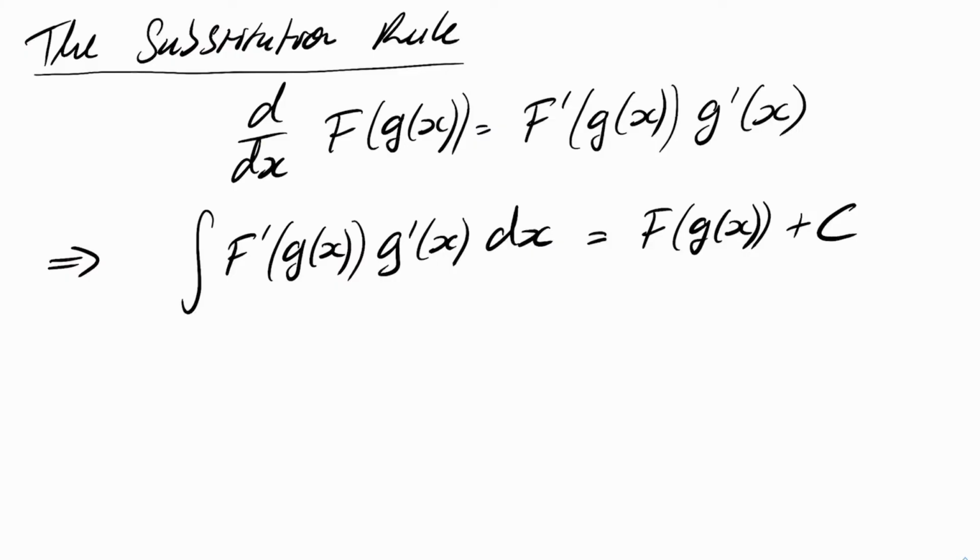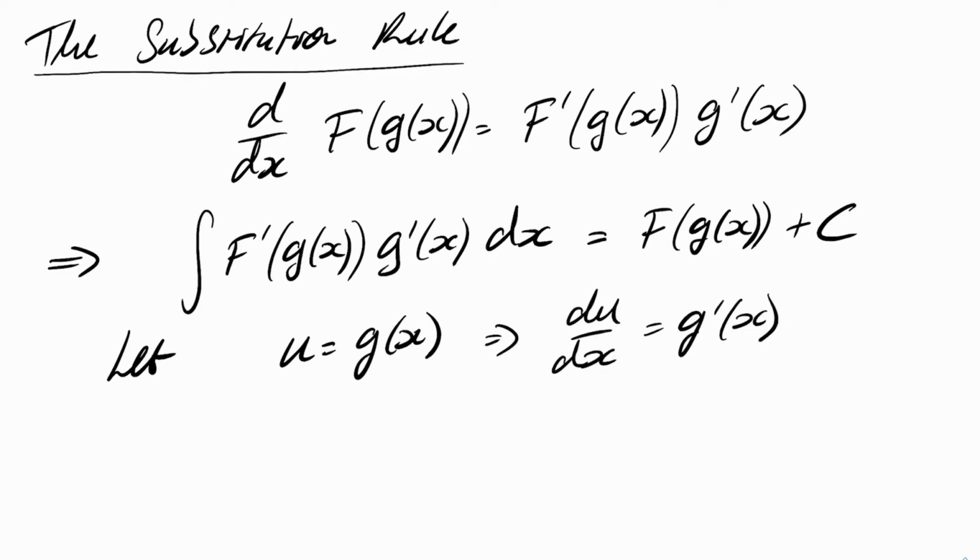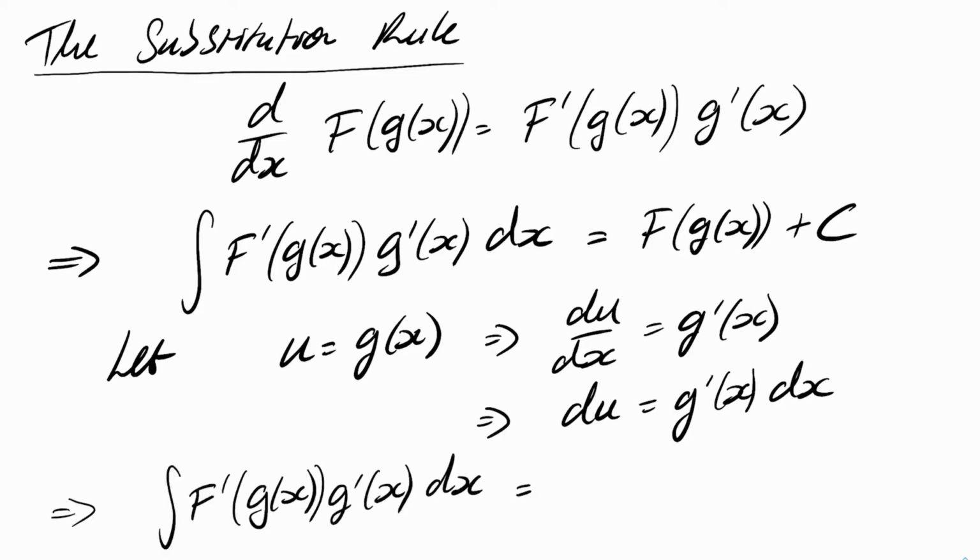It's a bit difficult to see how that's going to work, but if I just do the following, if I let the variable u equal g of x, then g prime of x is equal to du by dx, and therefore du is g prime of x times dx, where I use a rule for differentials to multiply up by the dx. Therefore, this complicated looking integral is actually the integral of the derivative of f of u du, which I can then integrate. So that's the theory behind it.